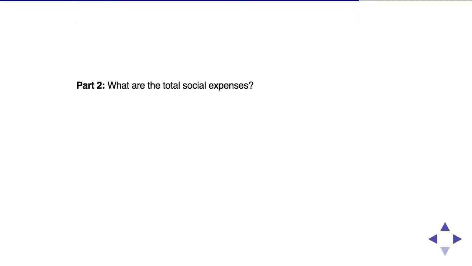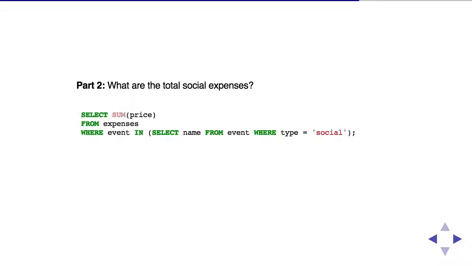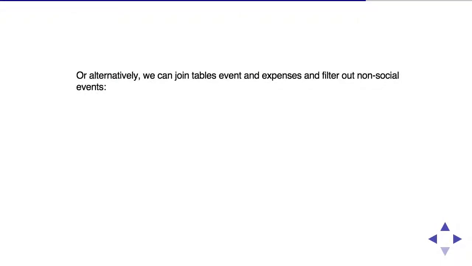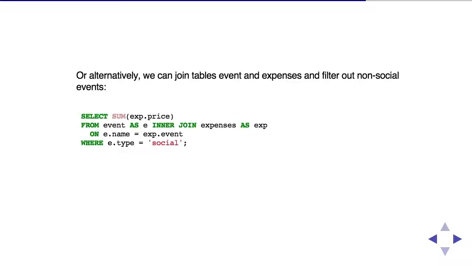What are the total social expenses? So we're trying to find the sum of the prices from expenses where the event is in that social query that we made earlier, which should only give BOT and end of term, in which case it gives us $219. We could also join the events and expenses tables, and filter out social events this way. Either is fine. Each gives pretty much the exact same thing.